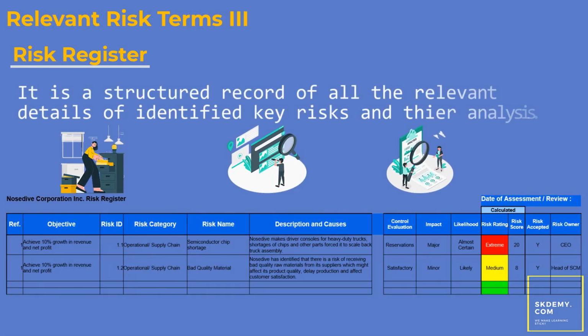Risk register. It's simply a structured record of all the relevant details of identified key risks and their analysis. The risk register is where the risks identified during risk assessment are recorded. As a result, the risk register normally is updated regularly, depending on the organization's preferences, maybe monthly or quarterly. During the update, the assessments of previously identified risks are reviewed, new risks identified and assessed, the status and effectiveness of existing risk treatment plans assessed, and new risk treatment plans developed as required for both existing and new risks. The result is an updated risk register.